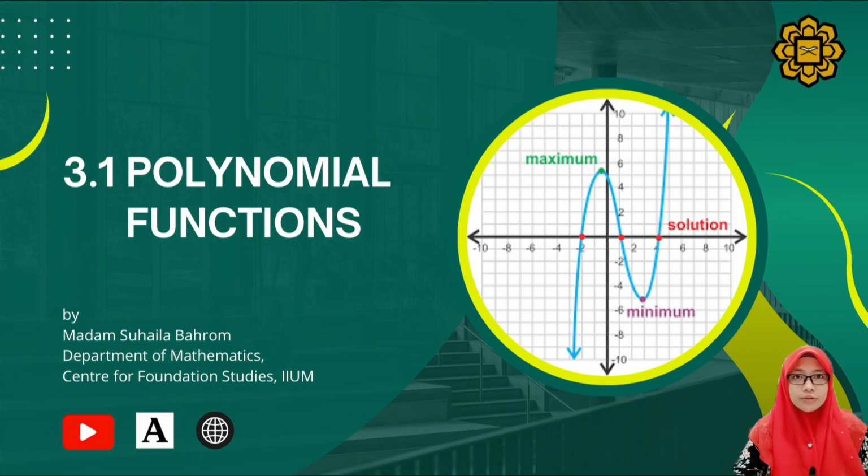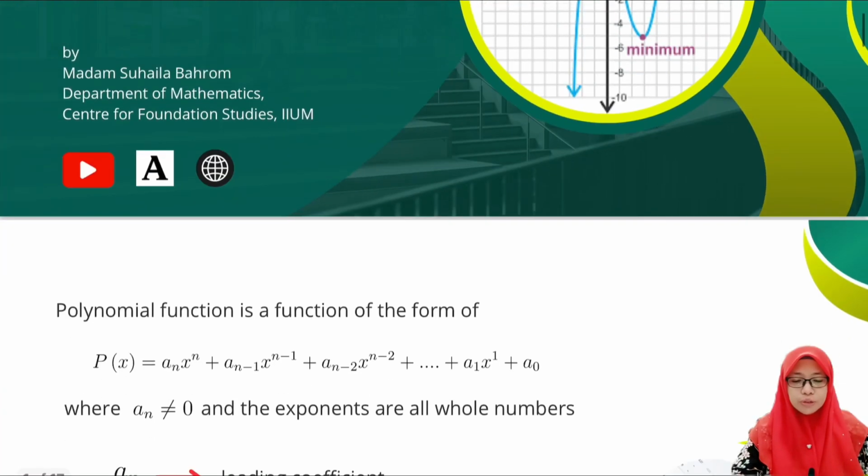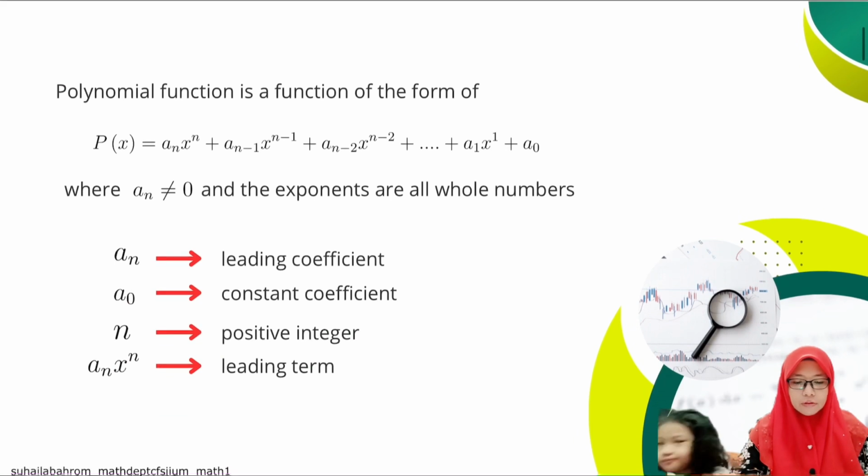So first, let's look at 3.1. What is a polynomial function? A polynomial function is a function in the form of a_n x^n + a_(n-1) x^(n-1) + a_(n-2) x^(n-2), until we have a_0. So simple examples of polynomial functions are the linear function, quadratic function, and cubic function.